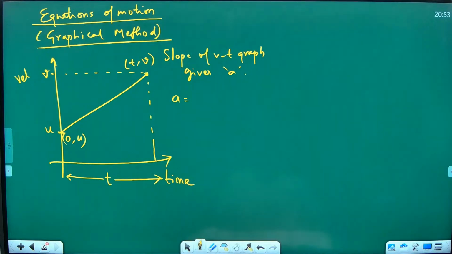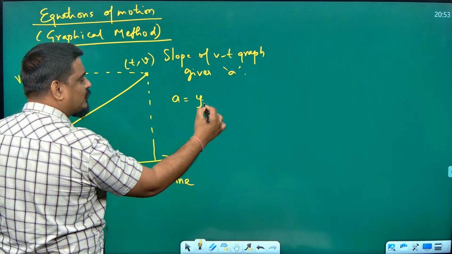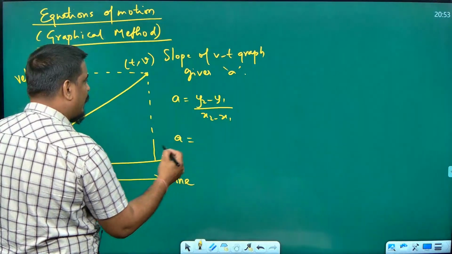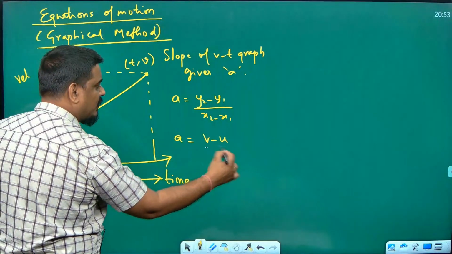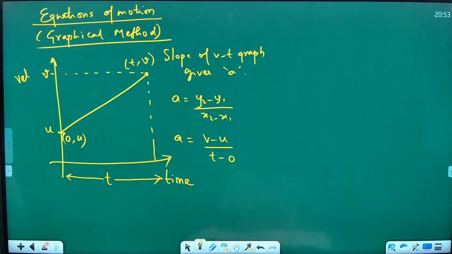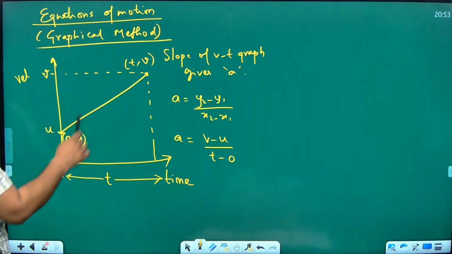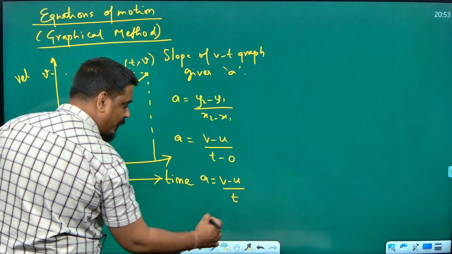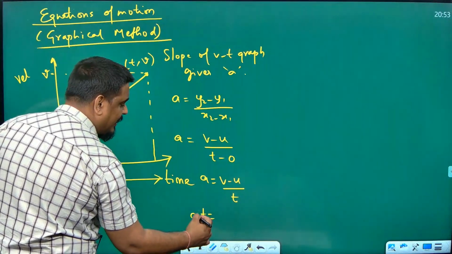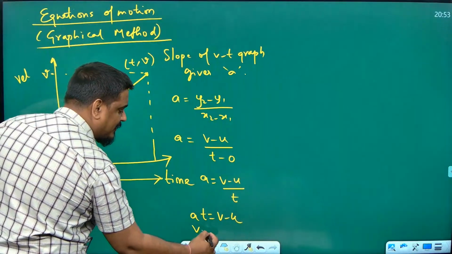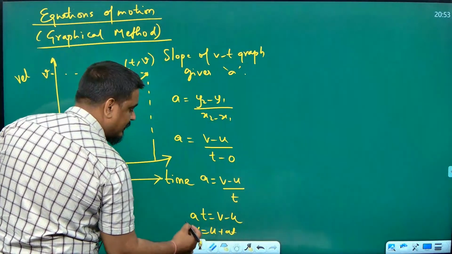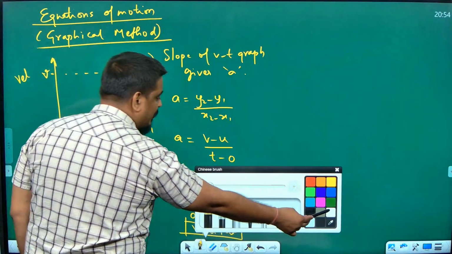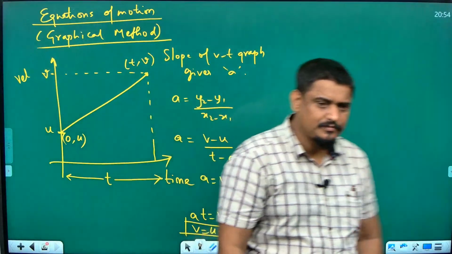I wrote the xy coordinates. So, the formula is y2 minus y1 by x2 minus x1. So, what? v minus u by t minus 0, isn't it? v minus u by t minus 0. So, what will a become? a equals v minus u by t. So, at will be v minus u. So, I can write v is equal to u plus at, the first equation of motion, isn't it? Everybody agrees with me? Simple thing, very simple thing. Yes, sir.